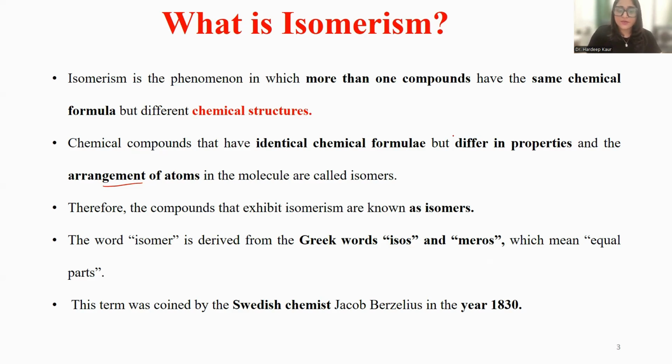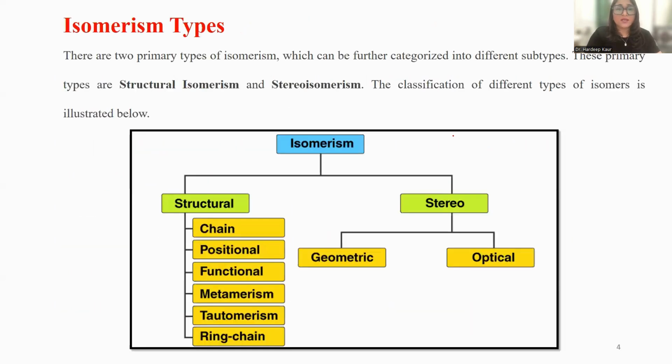This term was coined by the Swedish chemist Jacob Berzelius in 1830. So it is not a new concept that we are dealing with; it is a very old one. In this video, we will talk about isomerism, what it is, how we can represent it, and how we can know what type of isomerism it is.